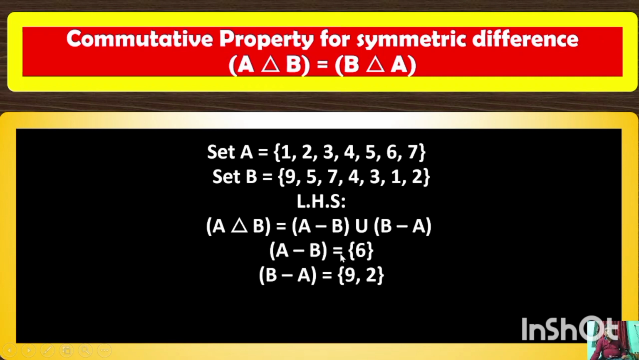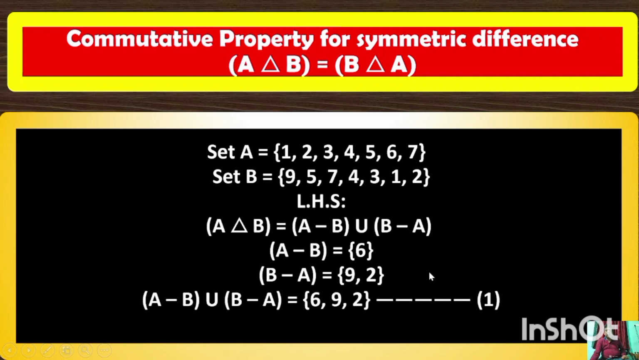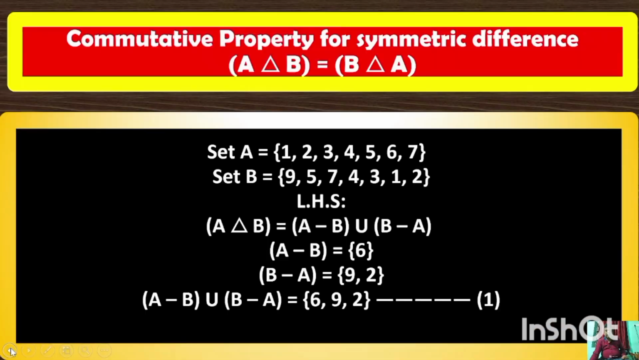So A delta B: A difference B is 6. Next you find out B difference A, which is the elements 9 and 2. Taking the elements of A difference B and B difference A, we shall get 6, 9, 2. This is the element of A delta B. Understand? Okay. Once again, see. This is A delta B.